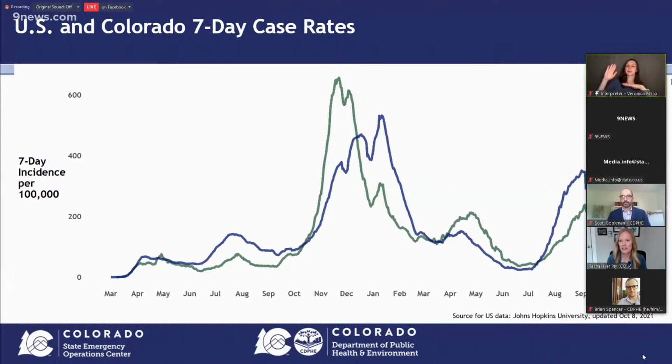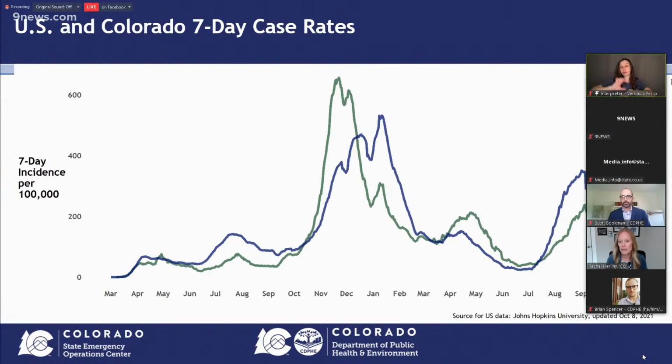About a week ago, when I shared this data with you, we were seeing a clear declining trend in cases here in Colorado. But in the last week or so, that trend has reversed a little bit. We're not seeing a clear increase, but it does look like more of a plateau than we were hoping to be seeing at this point. So again, clear declining trend in the US overall, but more of a plateau here in Colorado.